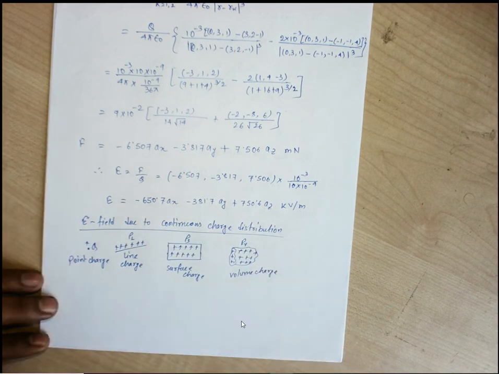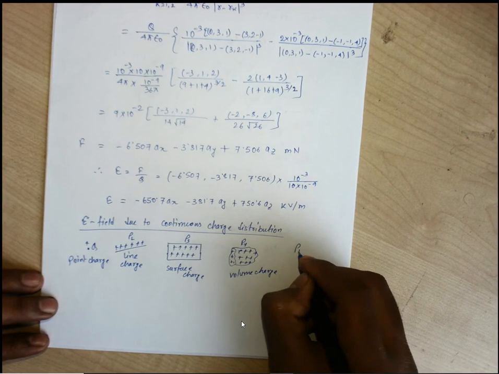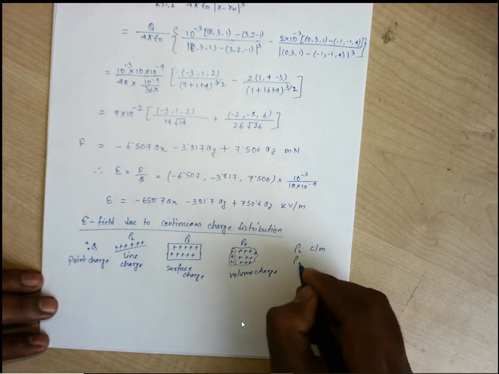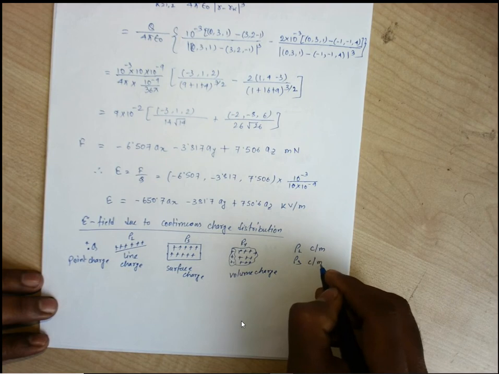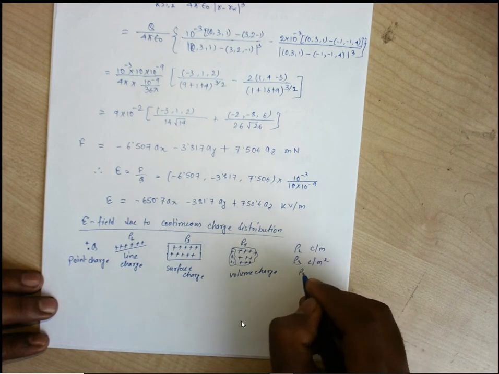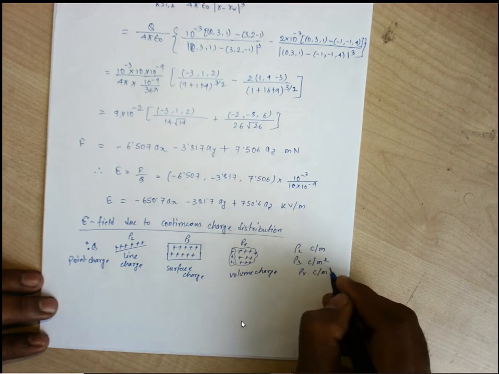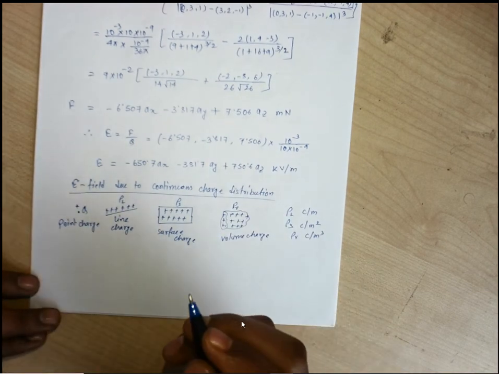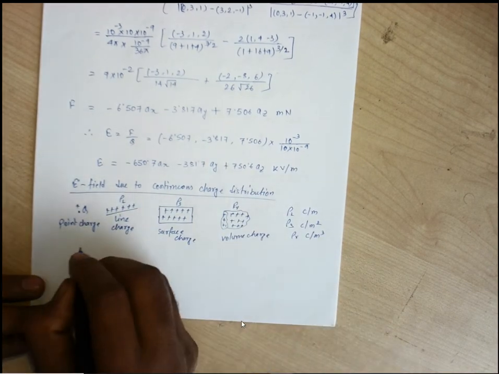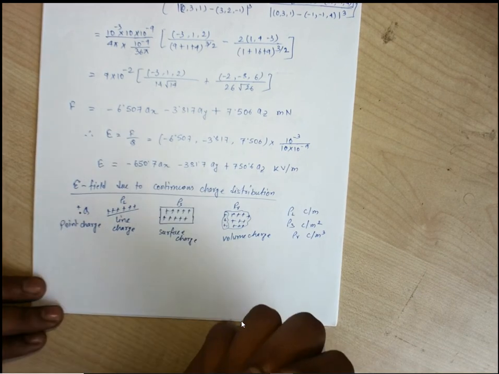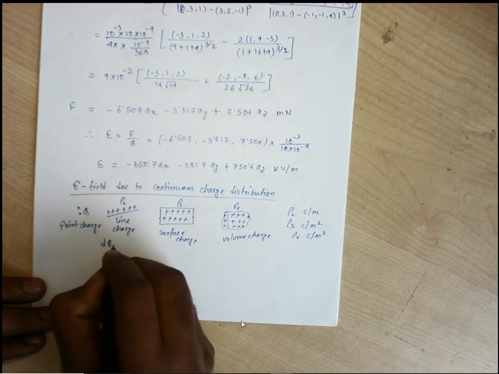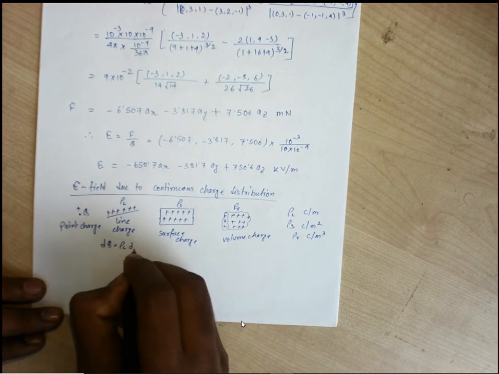Okay, so for line charge it is rho L coulomb per meter. For surface charge it is rho S coulomb per meter square. For volume charge it is rho V, coulomb per meter cube. So what will be the dq for this rho L? From the differential charge distribution we can easily find the total charge. For this we can write dq as rho L dl.